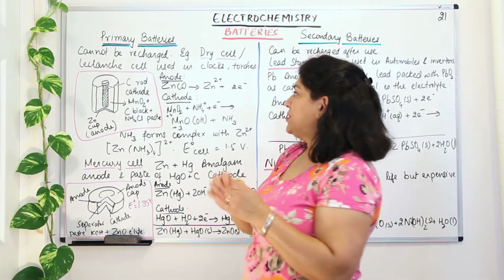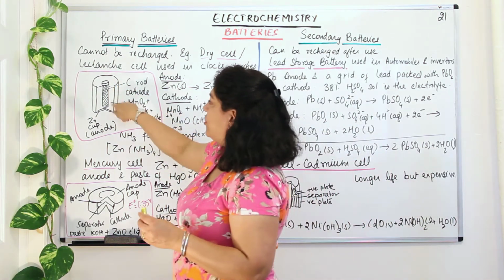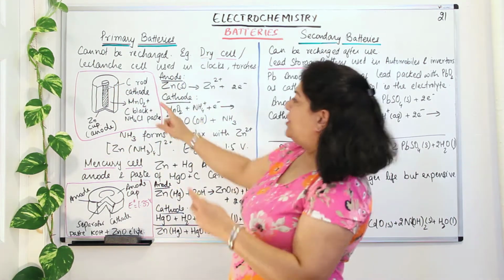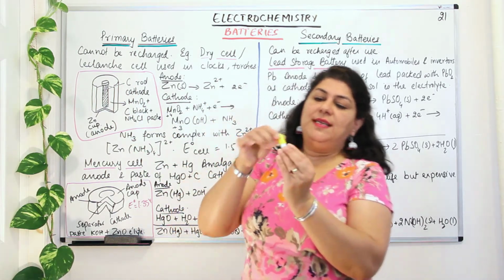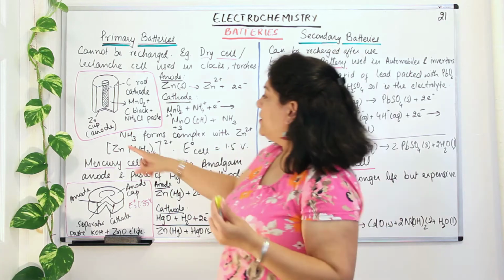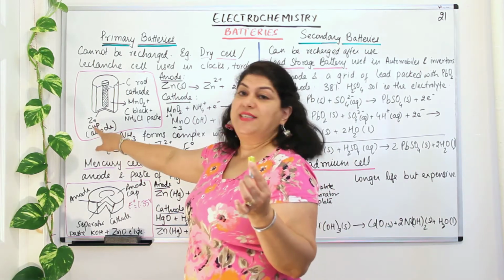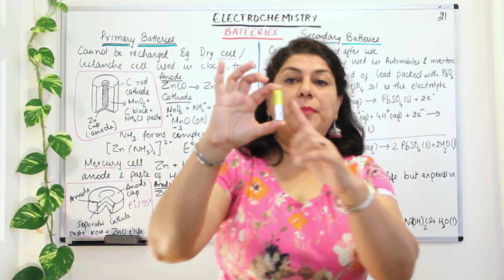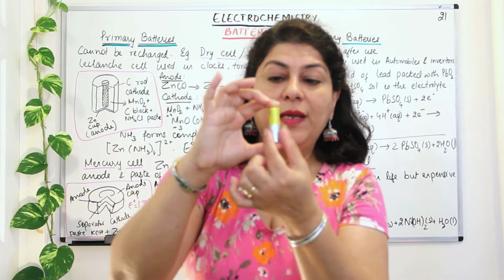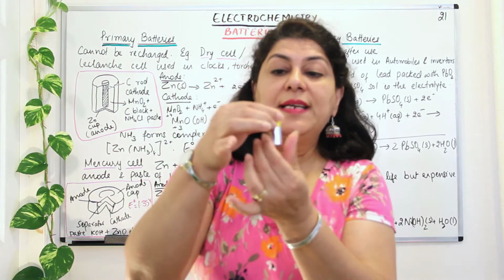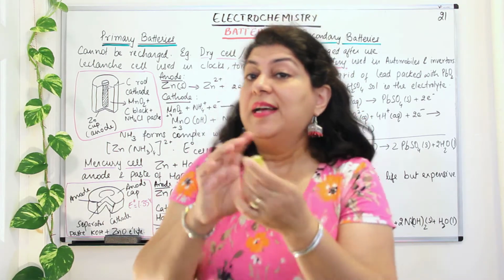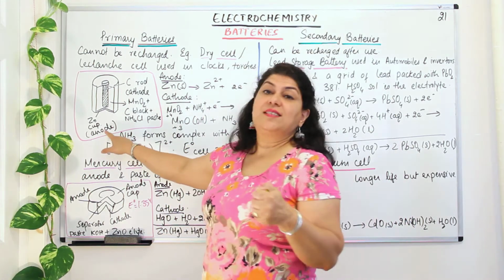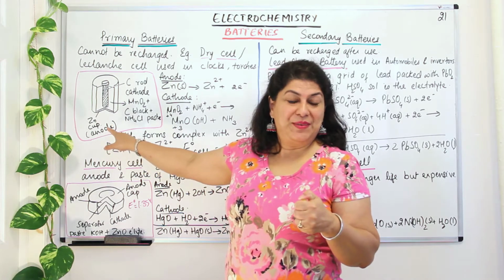What is there in this? As you see, we've made a vertical cross section of it, and you can see what is there inside the cell. On the outside, what we see is a cylinder. And the cylinder or the cup is made up of zinc. This entire body is zinc, right? And this zinc cup or zinc container acts as the anode.